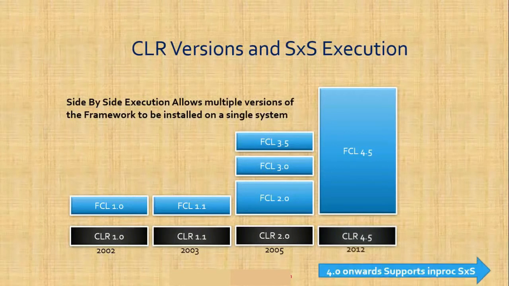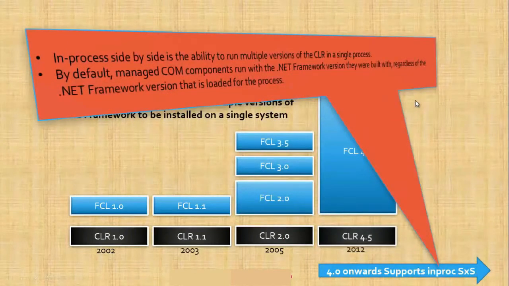From .NET 4.0 onwards, there is also support for in-process side-by-side execution. That means in one process, multiple versions of CLR can be loaded. For example, if you are executing a .NET 4.5 application, but in that application some 2.0 component is used, then to execute that component, CLR 2.0 will get loaded in the same process automatically.